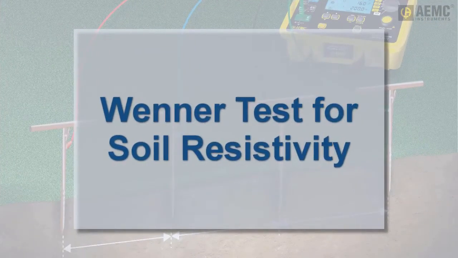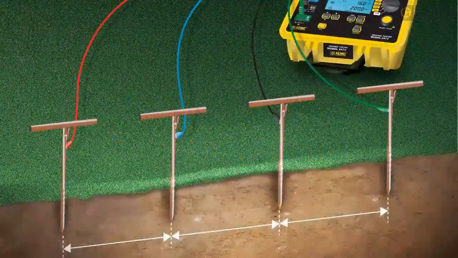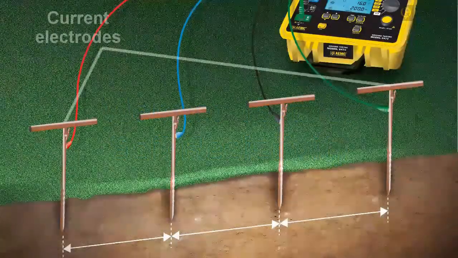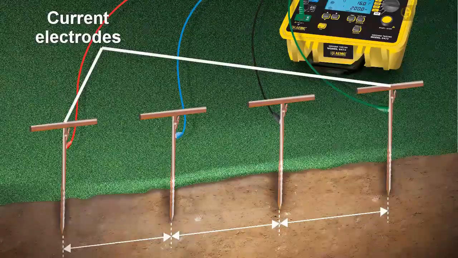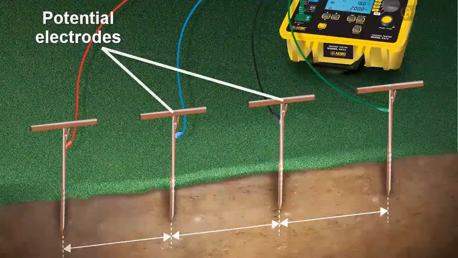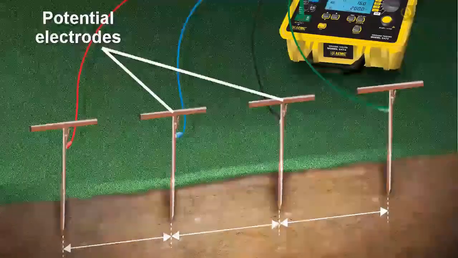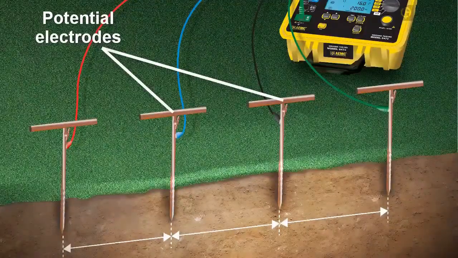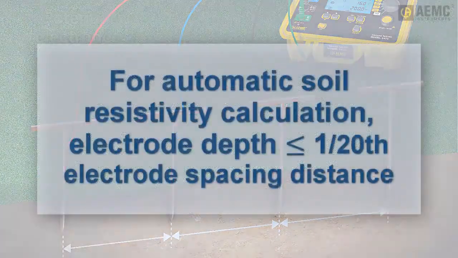The Wenner test involves placing 4 equally spaced and inline electrodes into the ground. The 2 outer electrodes, called the current electrodes, inject current into the soil. The 2 inner electrodes, called the potential electrodes, measure voltage, which is then used to calculate soil resistance. The Model 6472 automatically calculates soil resistivity using a formula that assumes the auxiliary electrodes are inserted into the ground to a depth that does not exceed 1/20th of the spacing distance between electrodes.